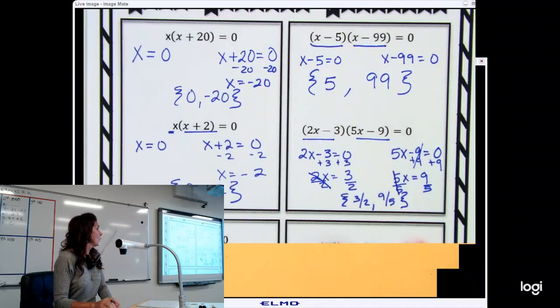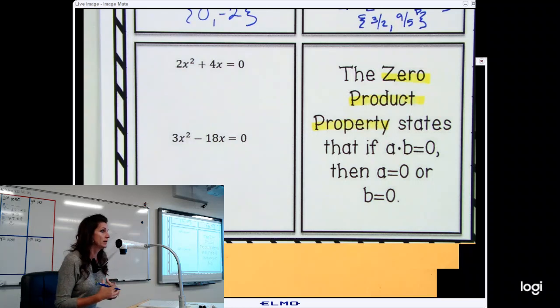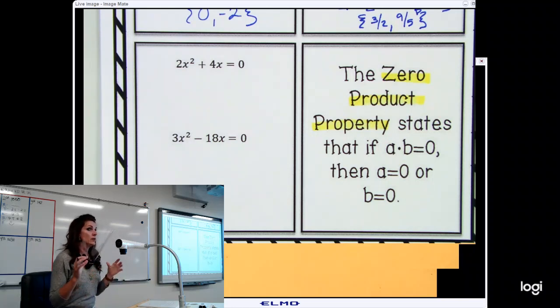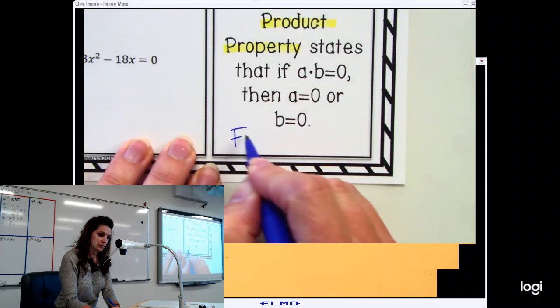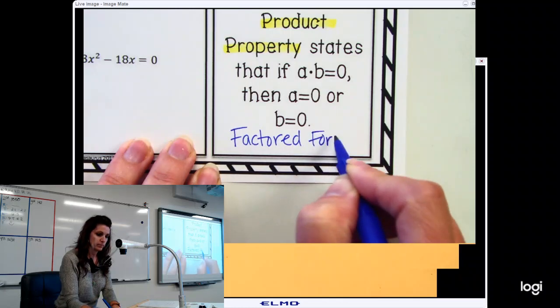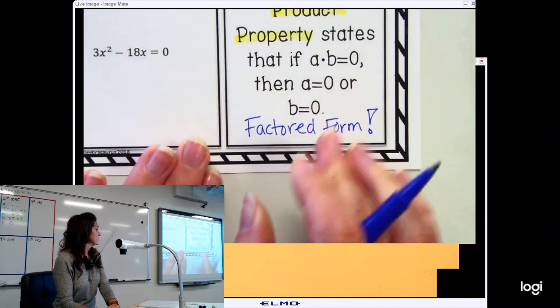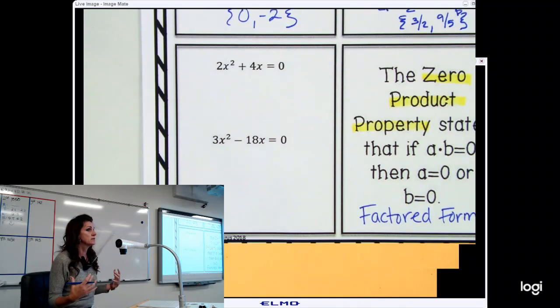Okay. How does this look different than what we've been doing? It's already in... it's not anti-distributed, right? It's not factored. And what was the key point about being able to use the zero product property? Okay, we want it in factored form. And your factoring today is going to be pretty friendly because we're working on the zero product property. That's what I want you to focus on.